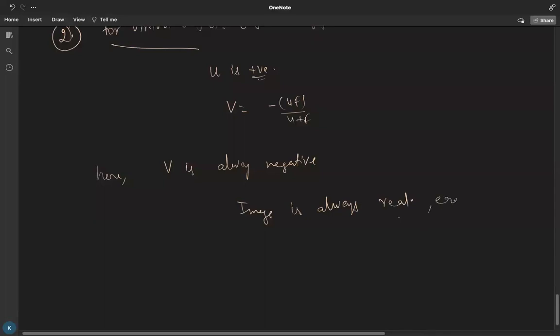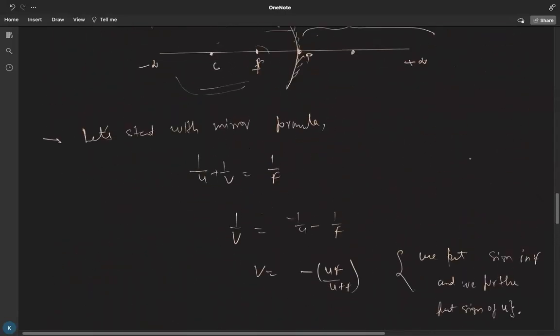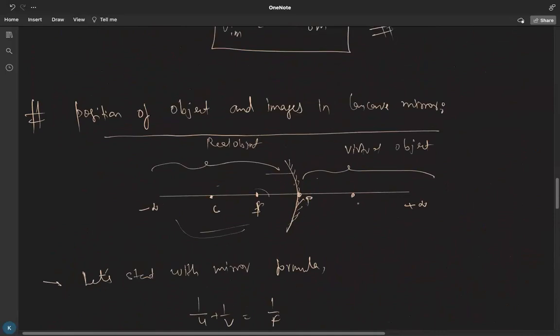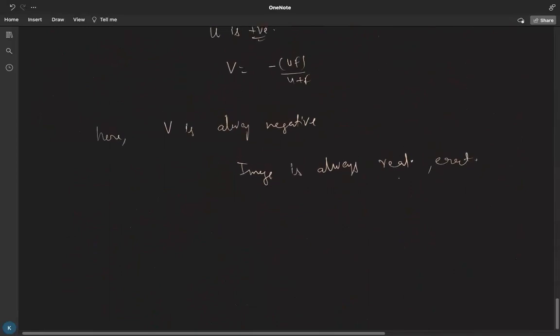Why? Because the object is lying on the backward side of the mirror and the image is real, so it is lying on the frontal side of the mirror. That means the object is there and the image is on the frontal side of the mirror. So that's why the image is real and erect. I hope it will be clear to all of you what I'm trying to say. Right? You must have understood things?